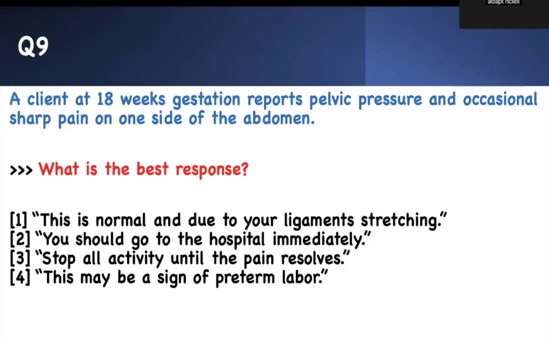When you see your question, don't add anything. I said pelvic pressure and sharp pain on one side. That tells you on one side of the abdomen, something is isolated to that side. This is normal and due to ligament stretch. You should not go to the hospital right now. Stop all activity until the pain resolves. This may be a sign of preterm labor.